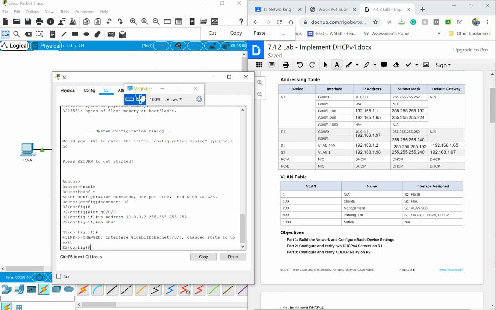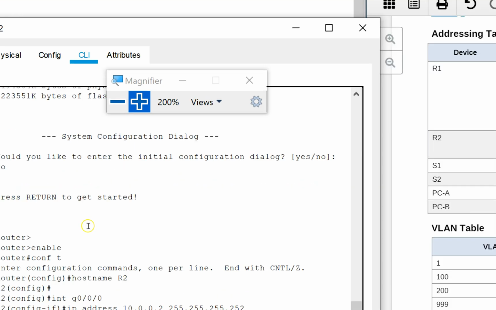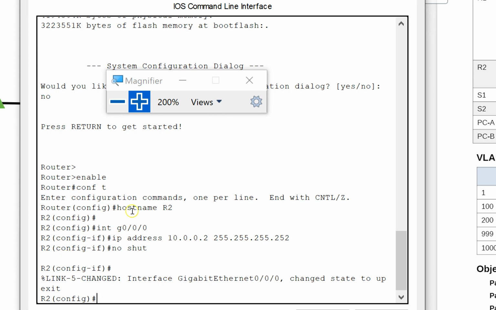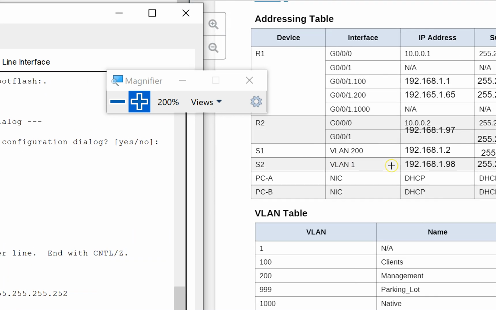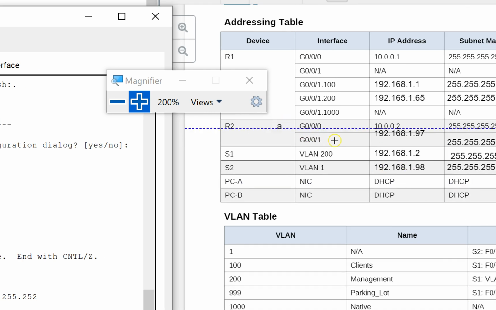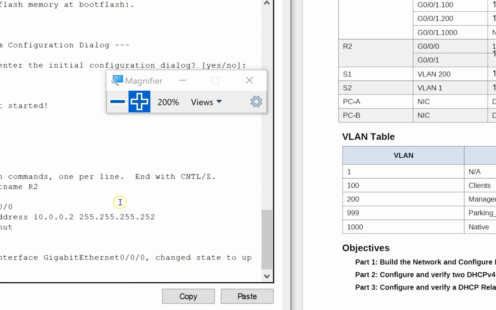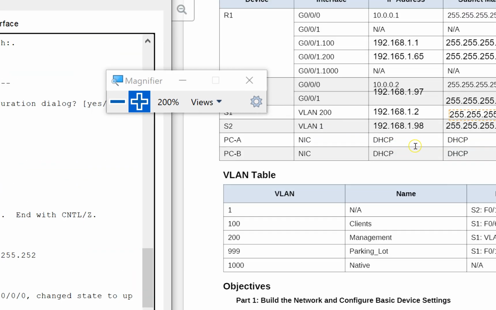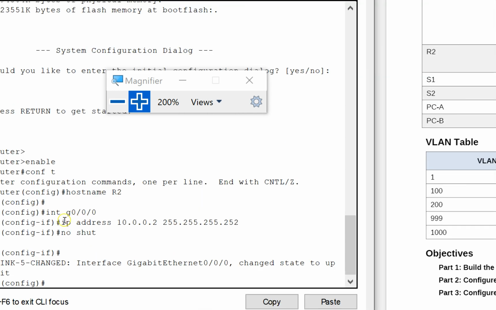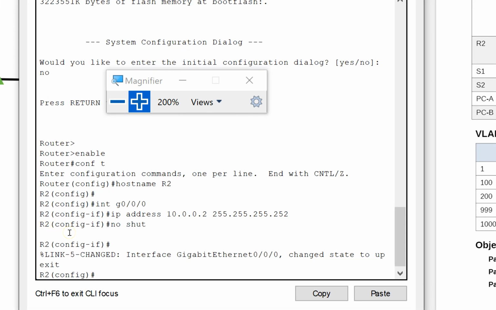Let me zoom in for you guys. That's what that looks like right there. Okay. That's all you have to do for that interface, G0/0/0. Next one, we're just going to go to G0/0/1, and I know that I wrote it up here, but it belongs on this one. 192.168.1.97 is the address. And my subnet mask ends in 240. Let's make sure I remember that.